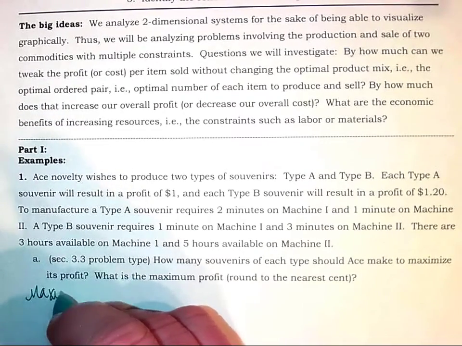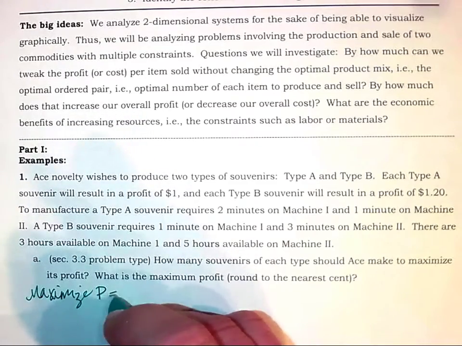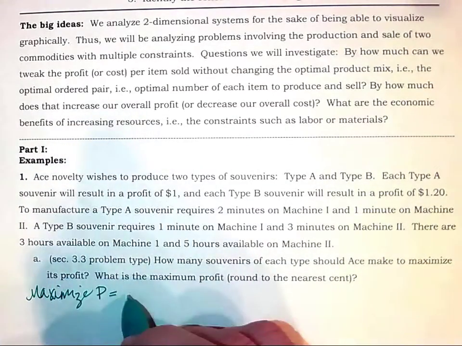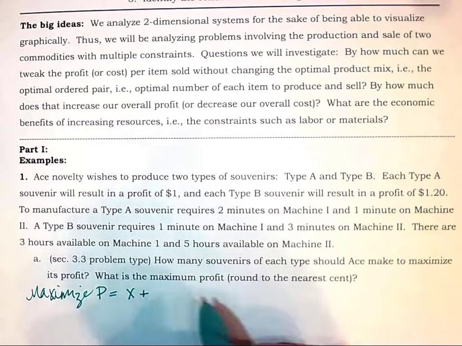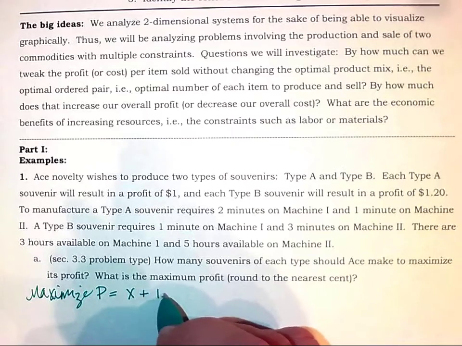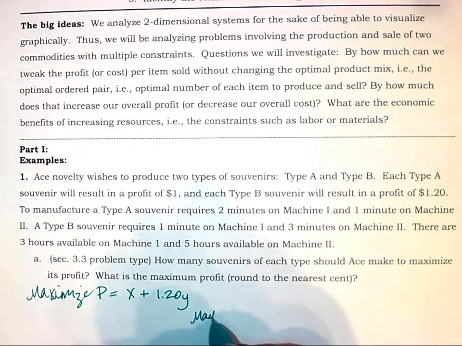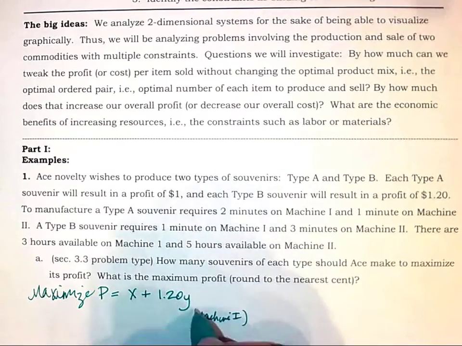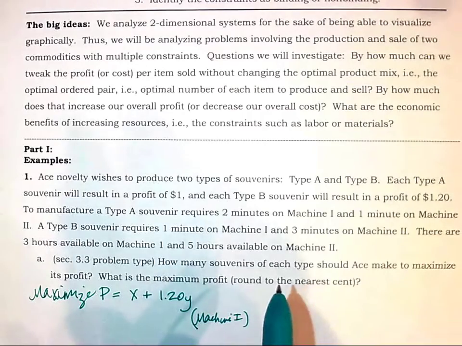So let's go ahead and write down that LPP. We got to have the word. So our goal, our objective is to maximize profit. And the type A's are giving me $1 each, so you can put a 1 in front of the X if you'd like. But then we've also got the type B's giving us $1.20 per souvenir. Now, we've got the constraints here of total time for machine 1. And you don't have to put these words by them, but they do tend to help. And remember, we want to keep our units consistent within each constraint.